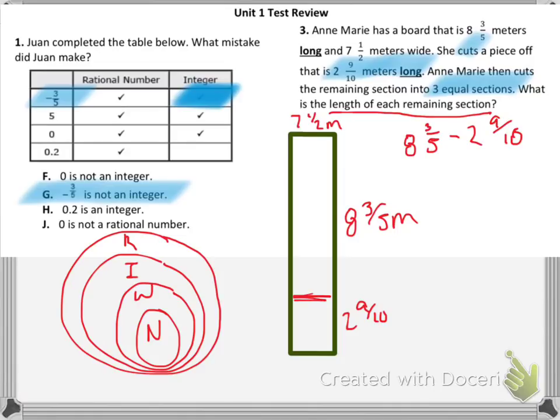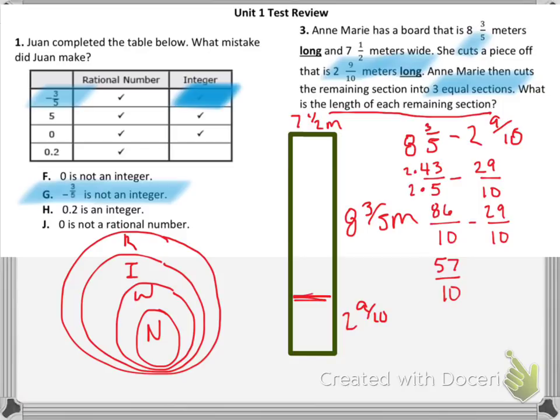Alright, so I need to convert that to an improper fraction, so I have 5 times 8 plus 3 is 43/5. Minus 2 times 10 is 20, plus 9 is 29/10. Well, when I'm subtracting numbers, I have to have a common denominator. I can multiply 5 by 2 and 43 by 2. So I get 86/10 minus 29/10. And that gives us 57/10. But then the next part says that she divides it into 3 equal sections.